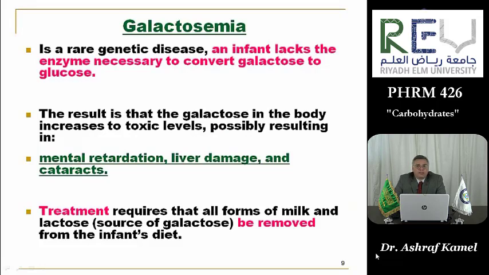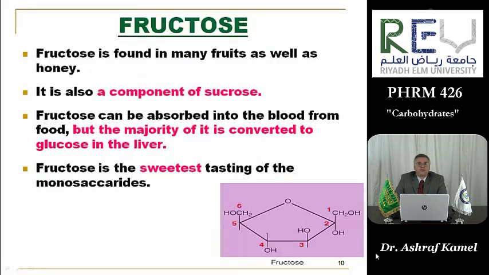Galactosemia is a rare genetic disease where an infant lacks the enzyme necessary to convert galactose to glucose. The result is that galactose in the body increases and accumulates to toxic levels, possibly resulting in manifestations like mental retardation, liver damage, and cataracts in the eye. Treatment requires that all forms of milk and lactose, which is the source of galactose, should be removed from the infant's diet. Fructose is found in many fruits as well as in honey.